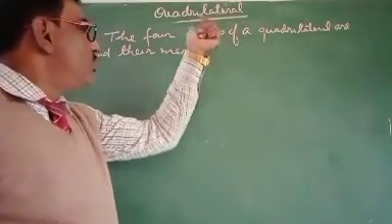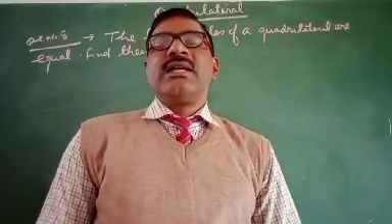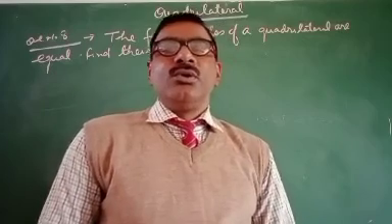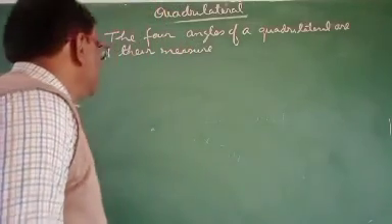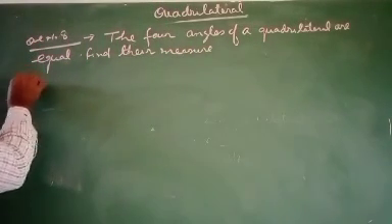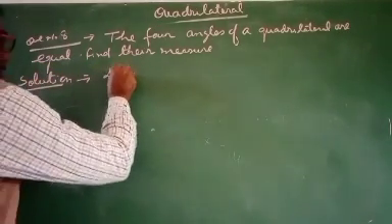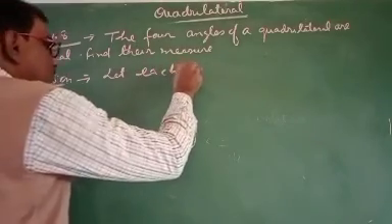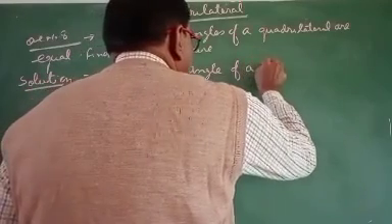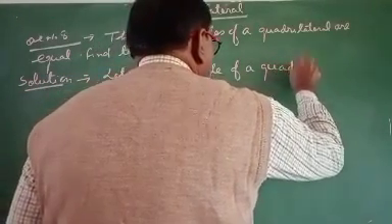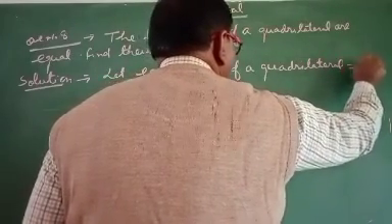Now, in the given question, the four angles of the quadrilateral are equal. It means each angle of the quadrilateral is equal. So suppose that each angle be x degree. Solution: let each angle of a quadrilateral equal x degree.